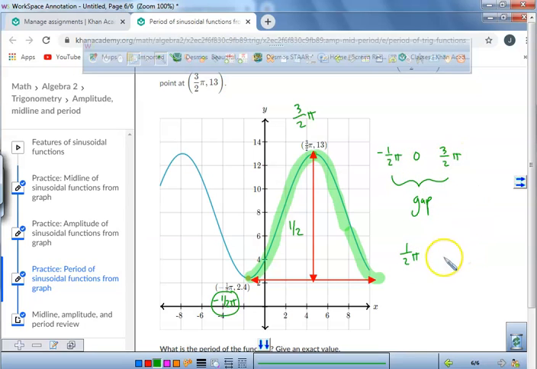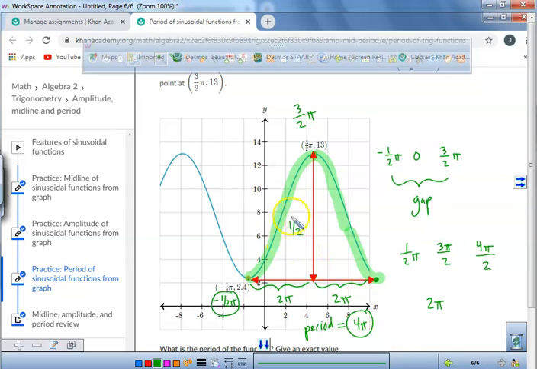From 0 to 3 pi over 2 is 3 pi over 2. So I can just add these together. I get 4 pi over 2, which is just 2 pi. Now what does that mean? That means this gap right here is 2 pi, which means this gap right here would also be 2 pi. But if I add those together, what would the length of my period be? The period would be 4 pi from here all the way to the other point right there.